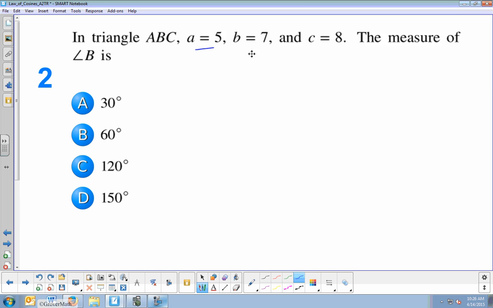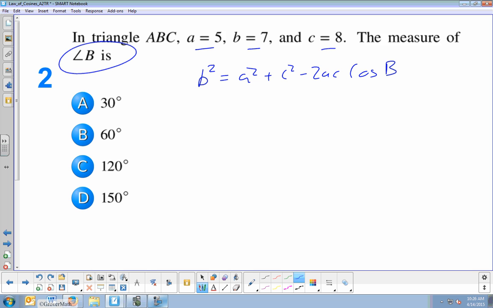I have side A, but not angle A. I have side B, but not angle B. I have side C, but not angle C. So I cannot do law of sines. Find the measure of angle B. Because I want angle B, I want to write the formula in terms of B. So that means B squared will be my solo side on the left. And my other sides will be A squared plus C squared minus 2AC cosine capital B.